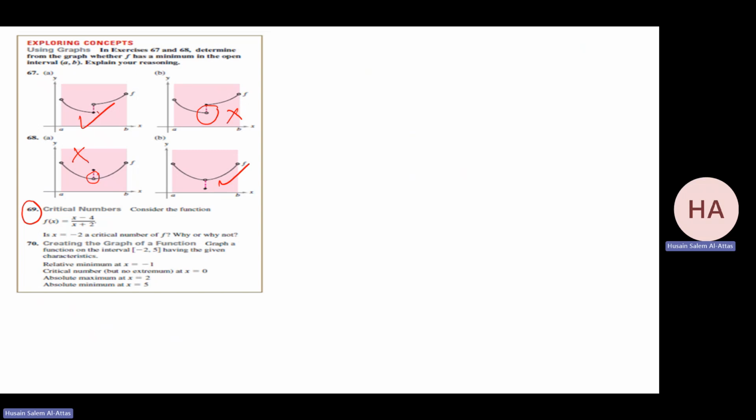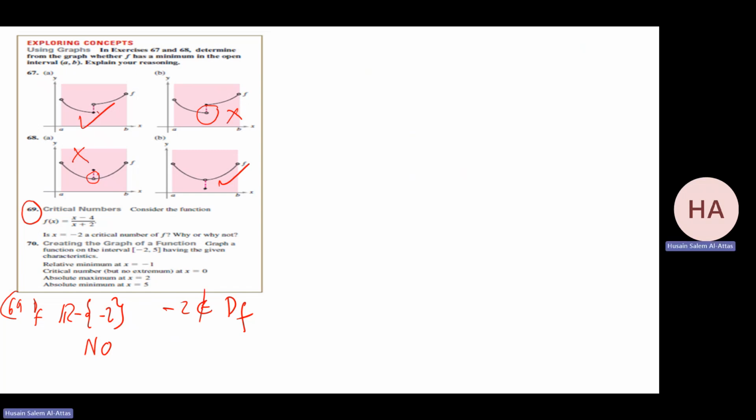Critical numbers. Consider this function. Is x equal minus 2 a critical number? Note, what's the domain of f? 69. The domain of f is all real numbers except minus 2. So minus 2 does not belong to the domain of f, so it cannot be a critical number. So the answer is no, because minus 2 does not belong to the domain of f.